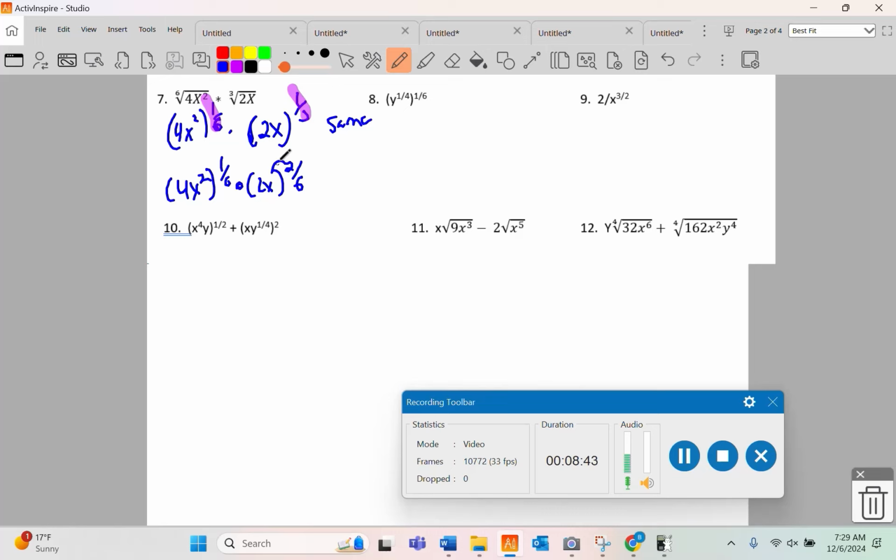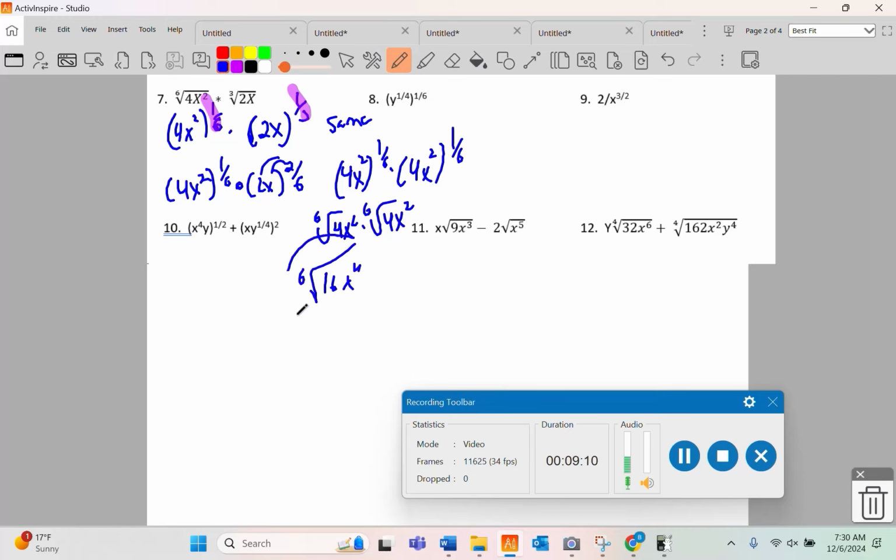What we can do is move this 2 on in. So we have 4x squared to the 1/6 times 4x squared to the 1/6. And now we have like radicals. We have the 6th root of 4x squared times the 6th root of 4x squared, and we can actually multiply the stuff inside. 4 times 4 is 16. X squared times x squared is x to the 4th. And it's all under a 6-degree radical. All right, that one's finally out of the way.